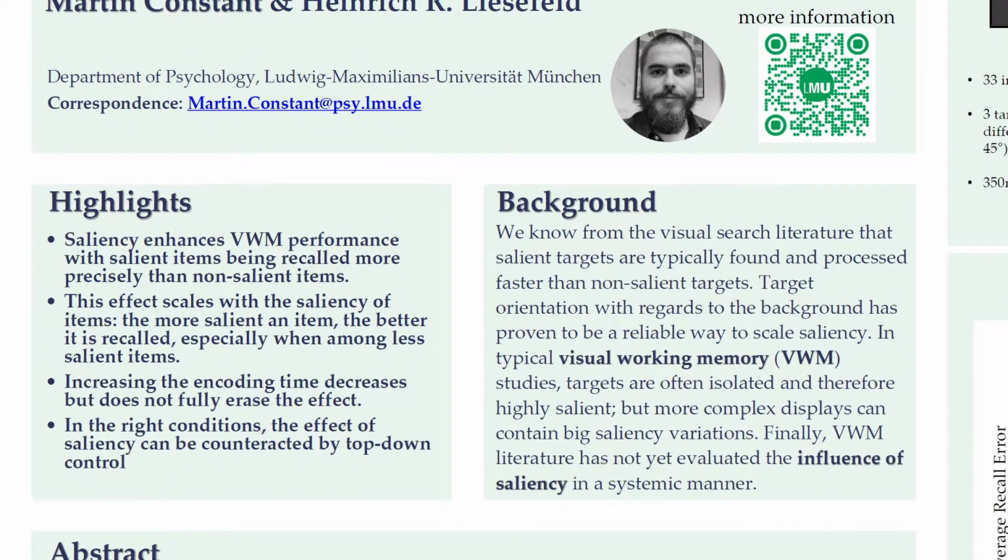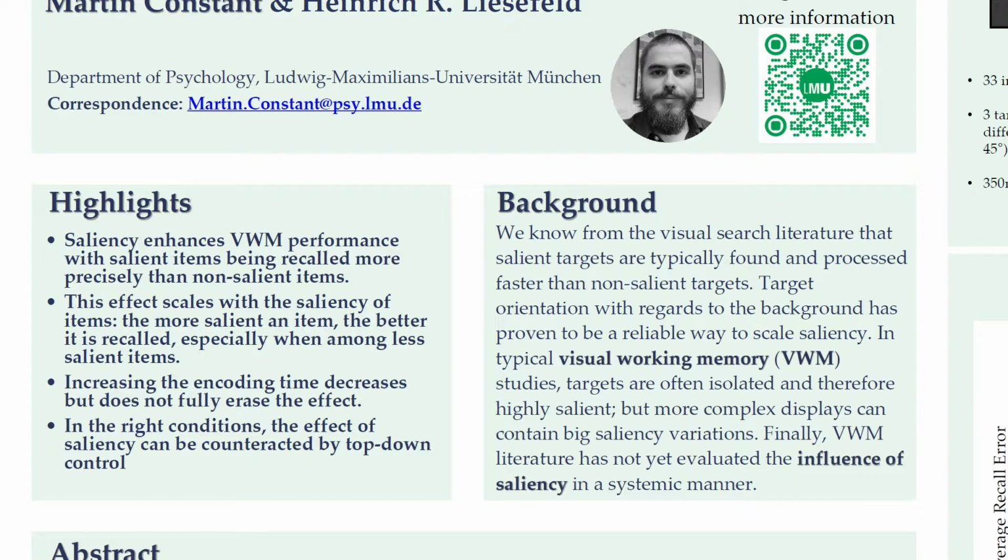My poster has 4 major points. Firstly, saliency enhances visual working memory performance, with salient items being recalled more precisely than non-salient items. Secondly, this effect scales with the saliency of items. The more salient an item, the better it is recalled, especially when it's among less salient items. Thirdly, increasing the encoding time decreases but does not fully erase the effect of saliency. And finally, in the right conditions, the effect of saliency can be counteracted by top-down control.